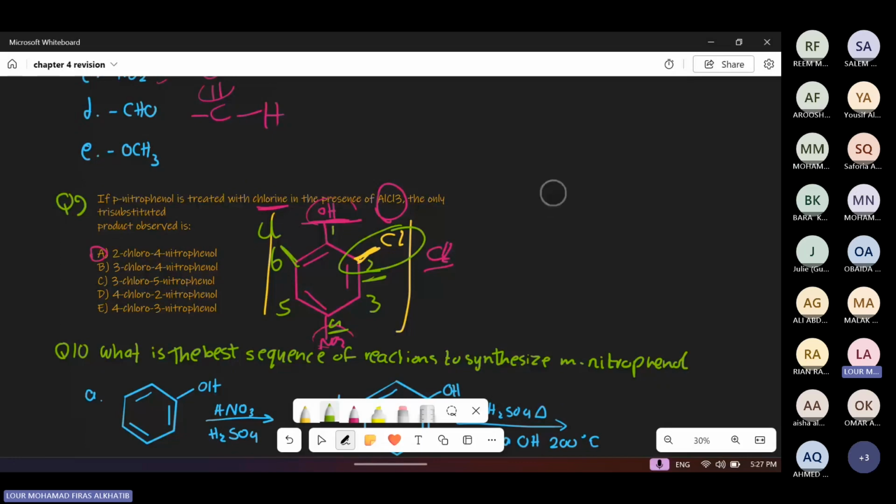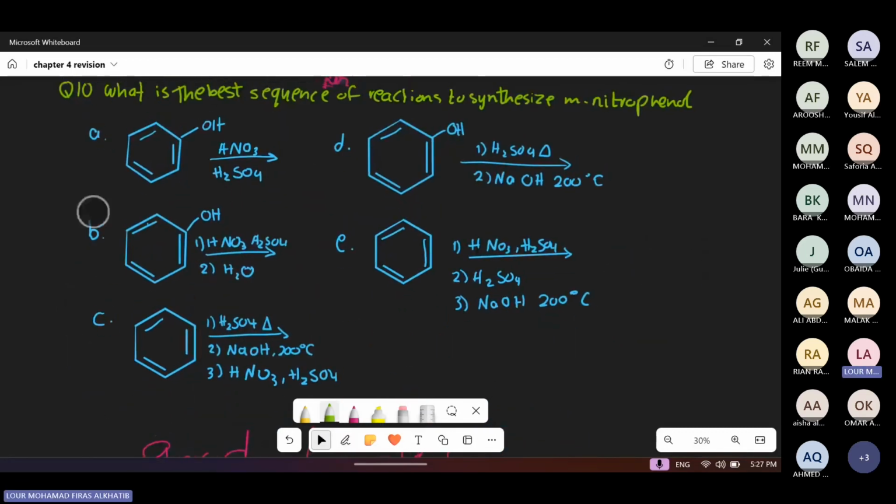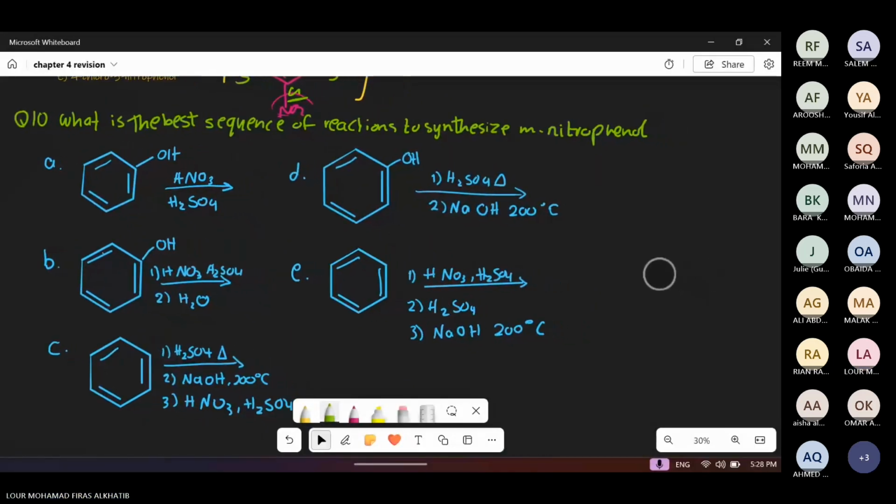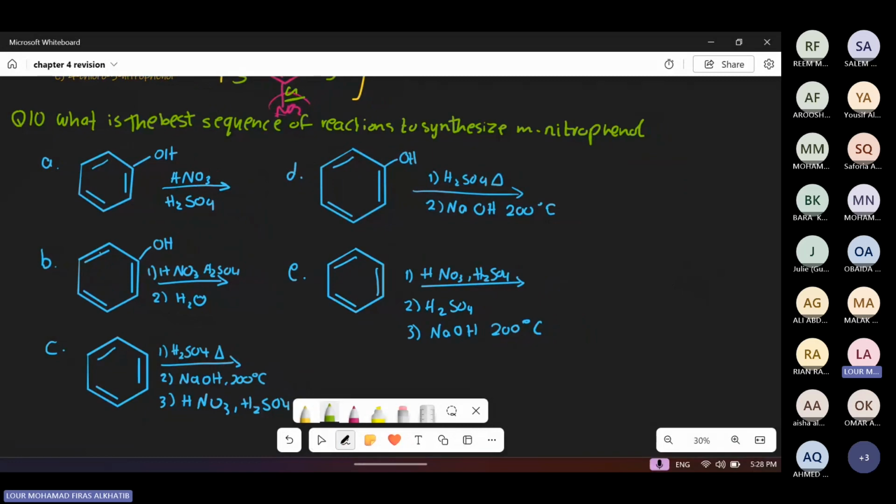So no problem. Hello guys, last question, and then you will be able to ask me. Just let it load first. Okay, this is my favorite question of all time. What is the best sequence of reactions to synthesize nitrophenol? Go ahead.